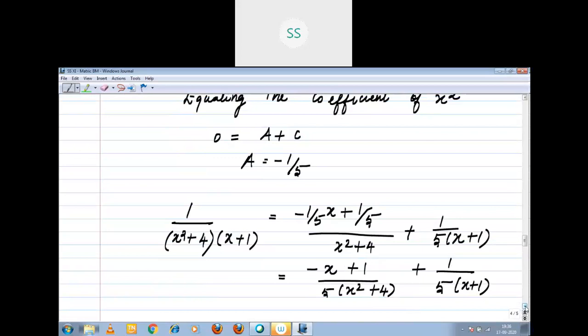Finally, I substituted and converted the single fraction into two simpler fractions.